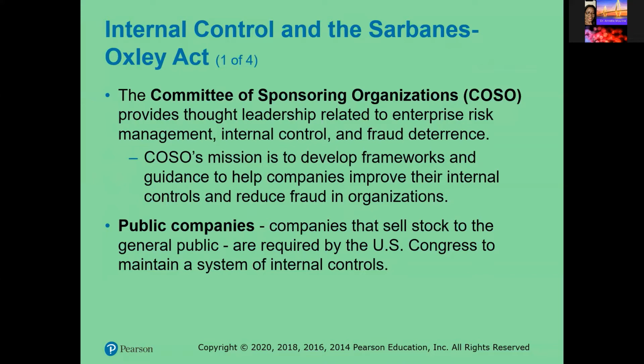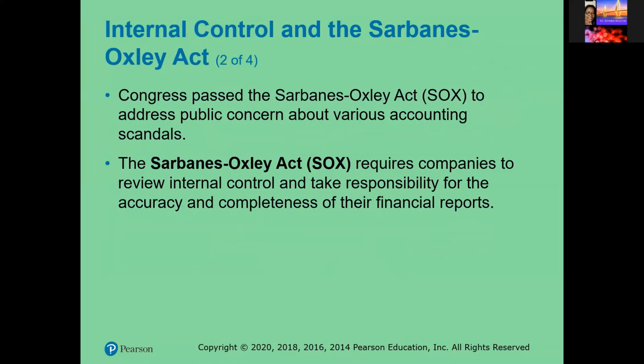Public companies are companies that sell stock to the general public. They are required by the U.S. Congress to maintain a system of internal controls. Congress passed the Sarbanes-Oxley Act, or SOX, to address public concern about various accounting scandals. SOX requires companies to review internal control and take responsibility for the accuracy and completeness of their financial reports.